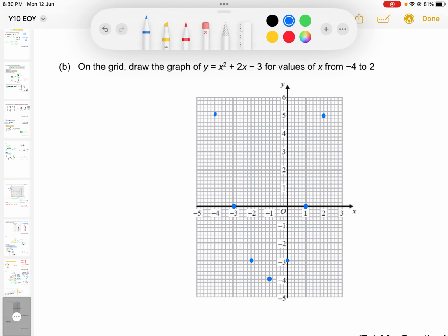Yeah, there it is. Once you've got all your points on, you should, because it's a quadratic, end up with a U or an N shape. This being a positive x squared, it gives us a U. And then all you have to do is join the dots there. If you feel more comfortable joining these with straight lines, you can. You've just got to be careful, because the ending here has to look curved in some way.